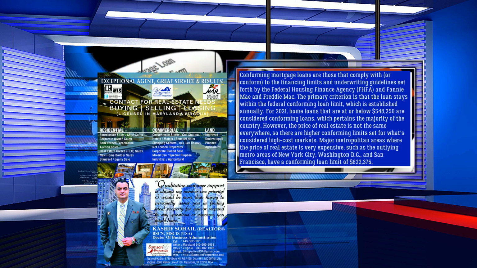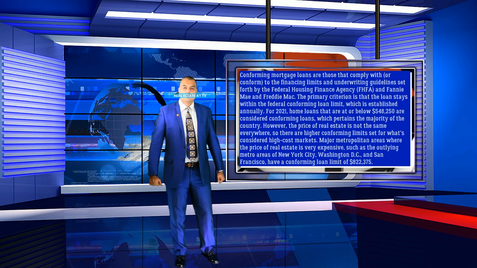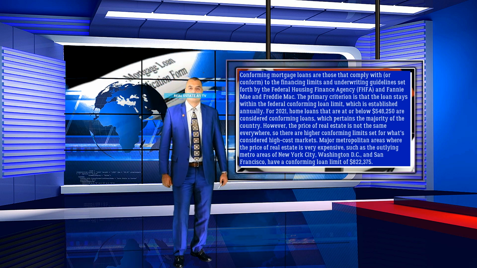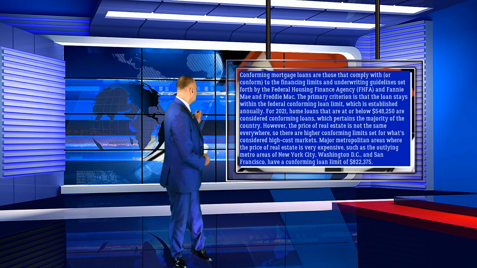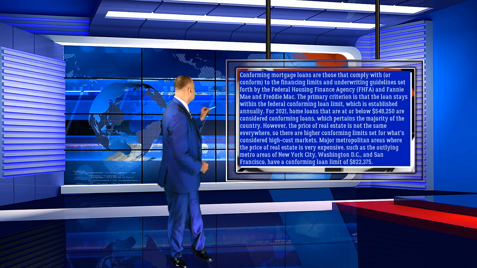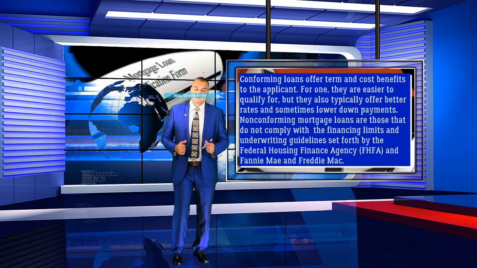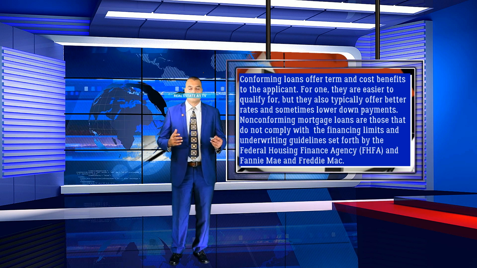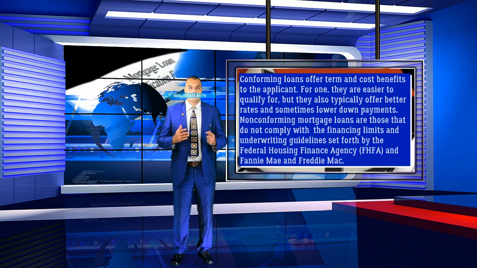However, the price of real estate is not the same everywhere, so there are higher conforming limits set for what's considered high-cost markets. Major metropolitan areas where the price of real estate is very expensive, such as the outlying metro areas of New York City, Washington, D.C., and San Francisco, have a conforming loan limit of $822,375. Conforming loans offer term and cost benefits to the applicant. For one, they are easier to qualify for, but they also typically offer better rates and sometimes lower down payments.